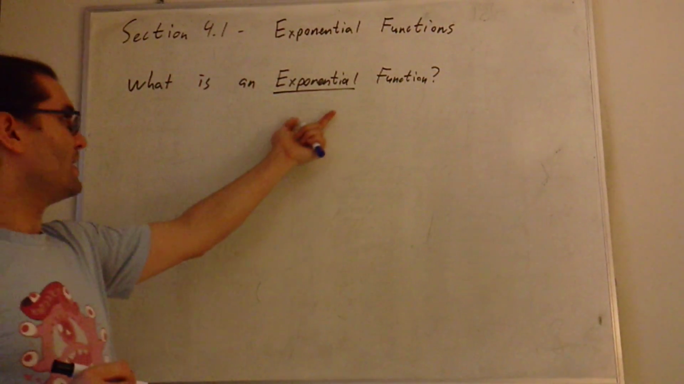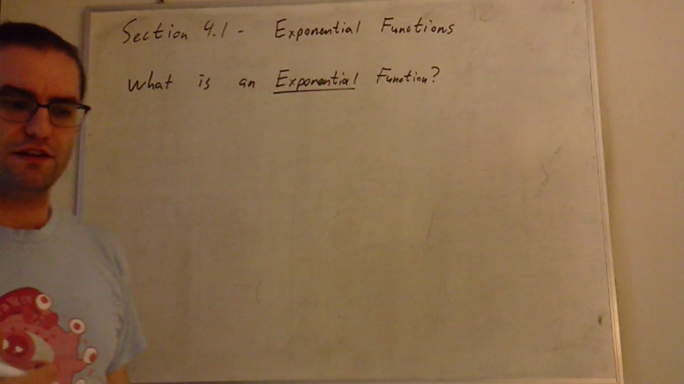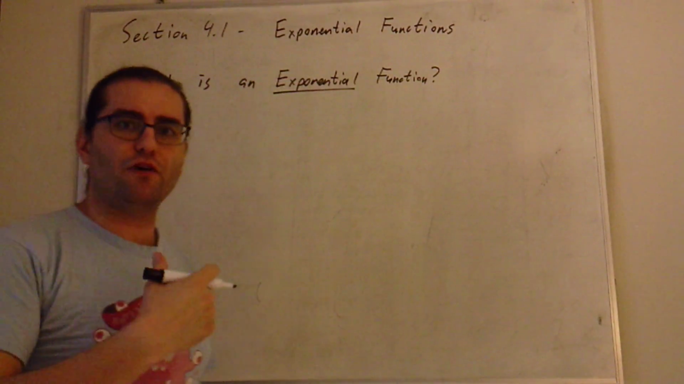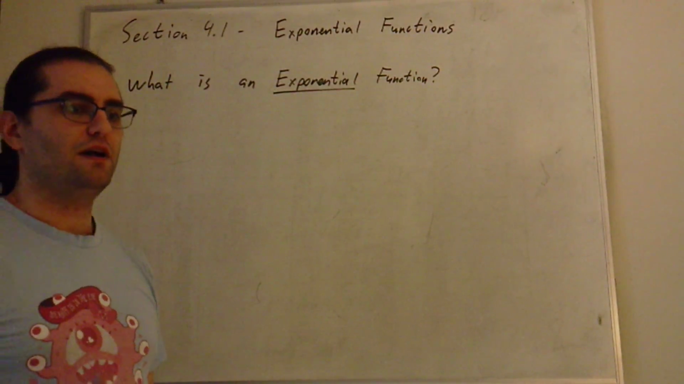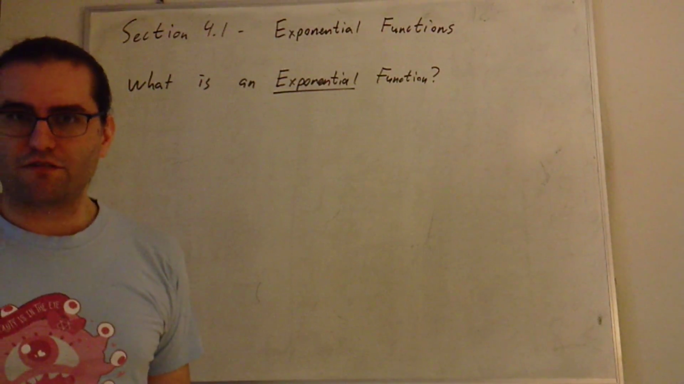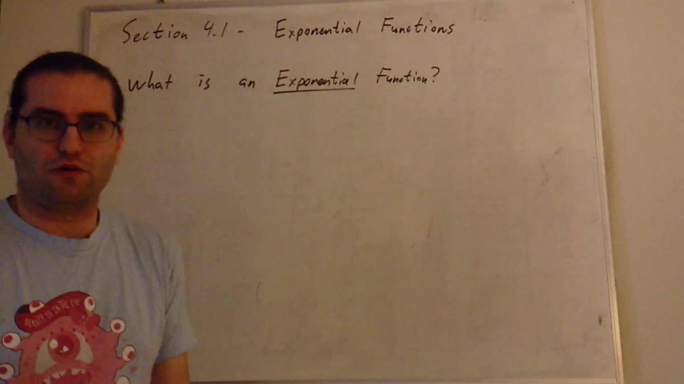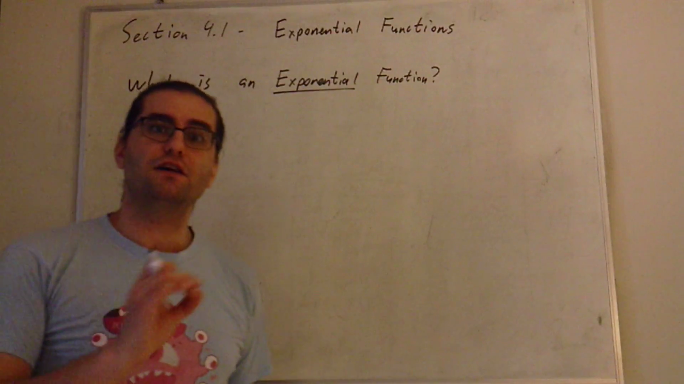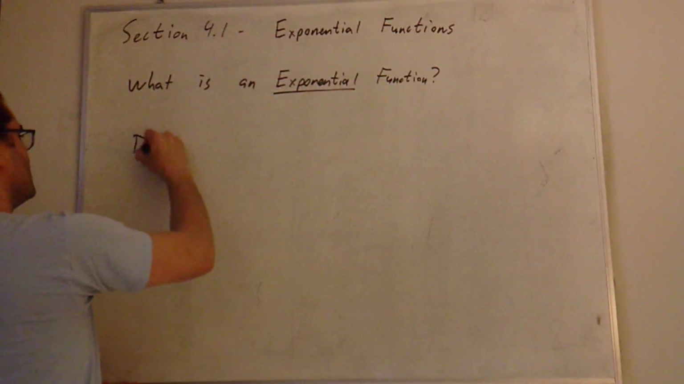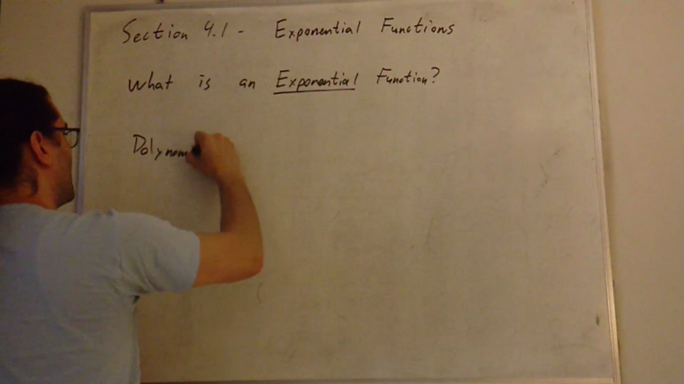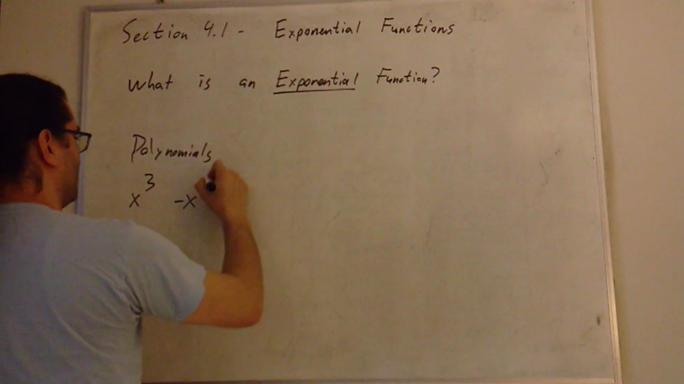A lot of people, when they try to answer this question, what is an exponential function, the default place where your brain goes is a function that involves exponents. But we've been working with functions that involve exponents for weeks now. They're called polynomials. Polynomials have all kinds of exponents, but all of those exponents are constants. In polynomials, we have things like x cubed, or negative x to the 8th.